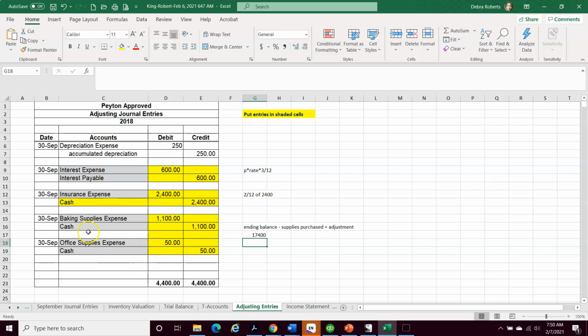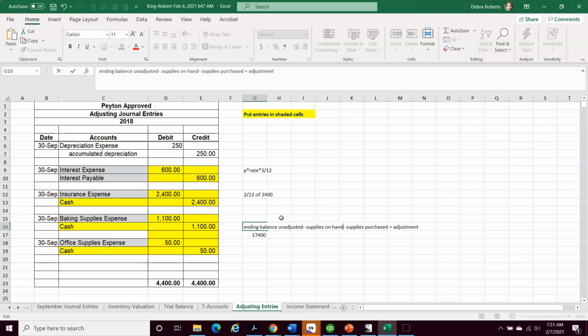And you do the same thing for your office supplies expense. Now remember, you're not adjusting cash at all. You're just reducing your asset and recording the expense. So change not only the cash here, because no cash is affected here, but also adjust your calculation for the adjustment, which is your ending balance unadjusted minus your supplies on hand. This should help you. There we go. And that's really all I would suggest you make changes to.